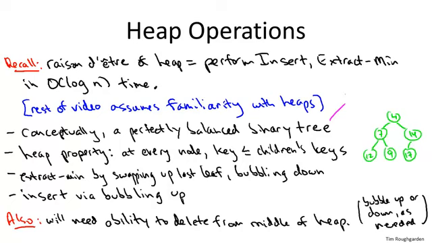Because you maintain a heap as an essentially perfectly balanced binary tree, the height of the tree is roughly log base 2 of n, where n is the number of elements in the heap. And because every operation is implemented by doing a constant amount of work at each level of the tree, all of these operations run in O of log n time, where n is the number of items being stored in the heap.